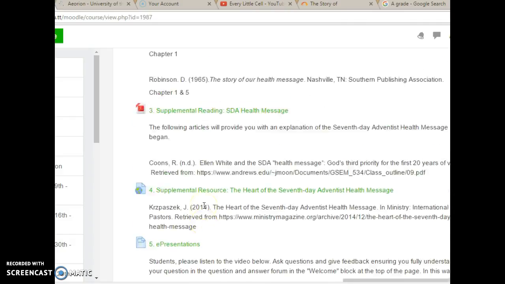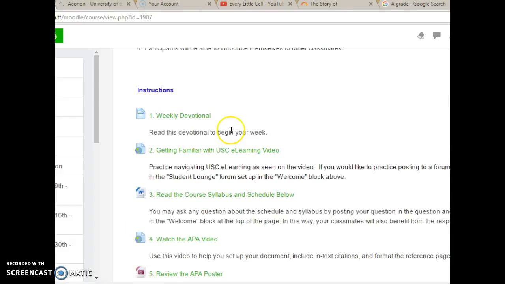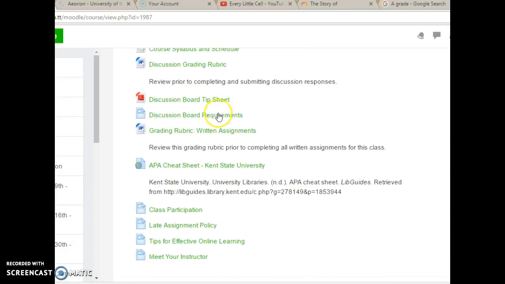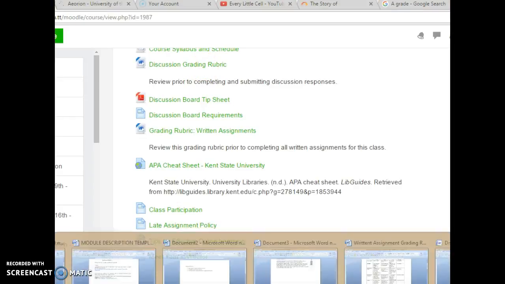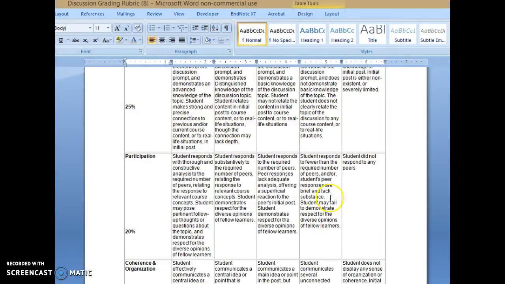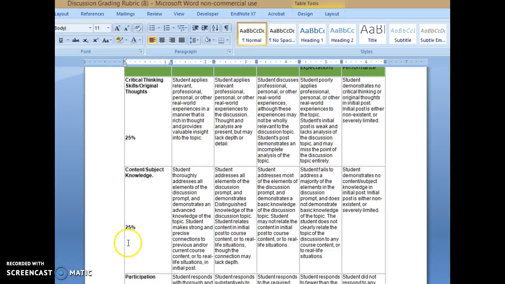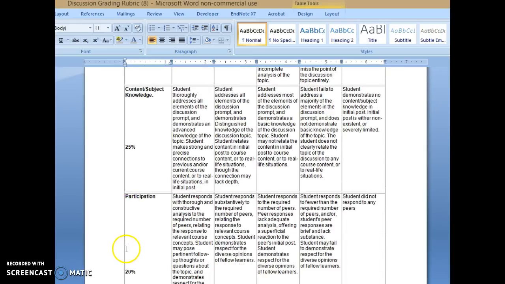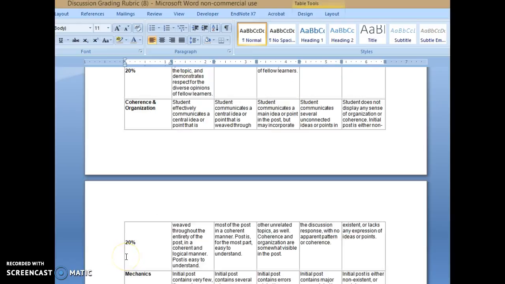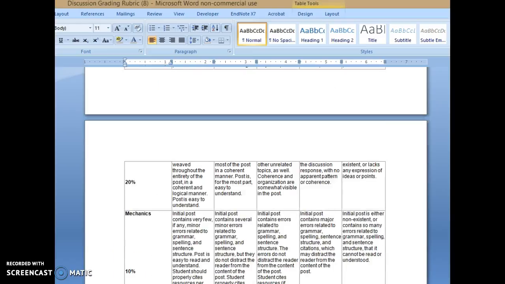Now, if you look at the beginning of your welcome unit, you will notice that there is a discussion board grading unit. You want to be very well acquainted with this grading rubric. You will be graded based on various criteria, and each discussion is worth 100 points. Critical thinking is 25 points, content and knowledge is 25 points, participation is 20 points, coherence and organization is 20 points, and mechanics is 10 points.